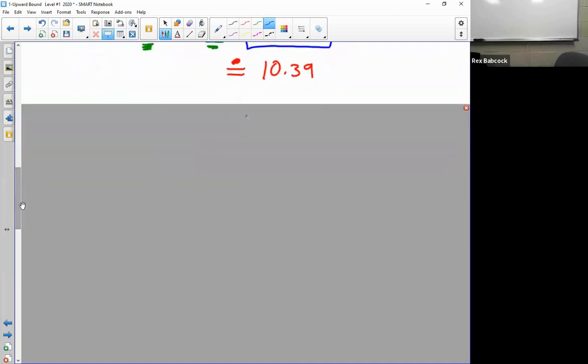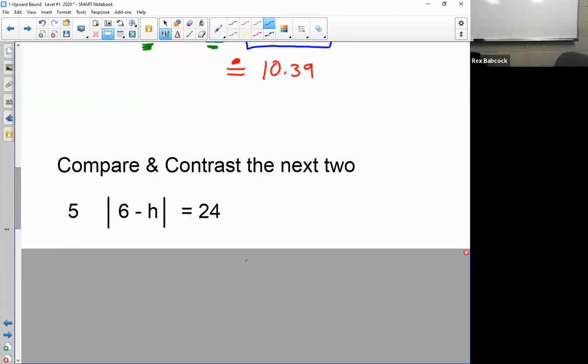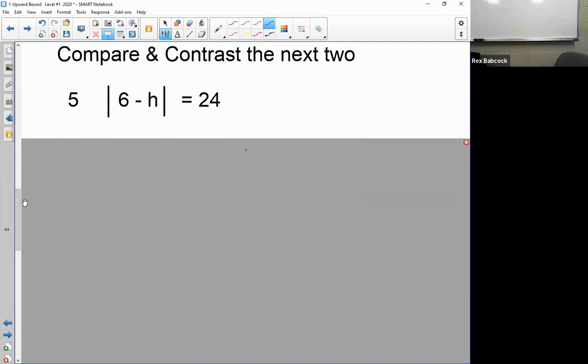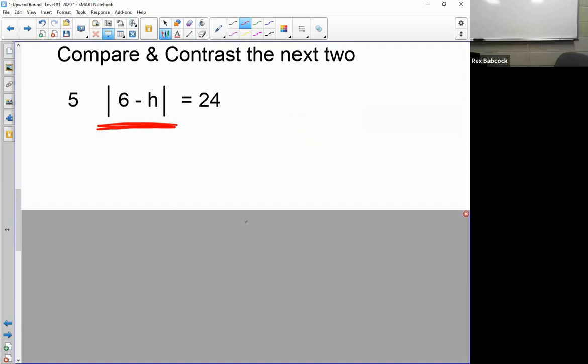Next example. Compare and contrast these two equations. If you solve this one, I hope the first thing you notice, oh, it's absolute value. Absolute value. It has 2 answers. So if I work this one out, I would say 6 minus the number equals 24, because the absolute value of 24 is 24. But I'd also say that 6 minus the number would equal negative 24. There's 2 different answers here.